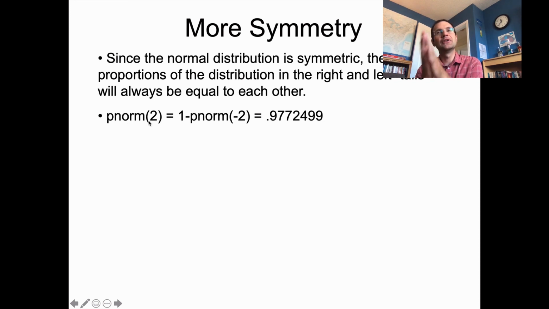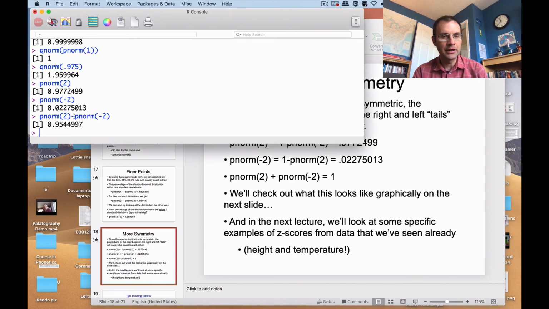And one thing that might not be immediately obvious is that pnorm of 2 gives you the percentage of the distribution to the left of 2 standard deviations. And if I use this command, 1 minus pnorm of -2, this is going to show me what's to the right of -2 standard deviations in a standard normal distribution.